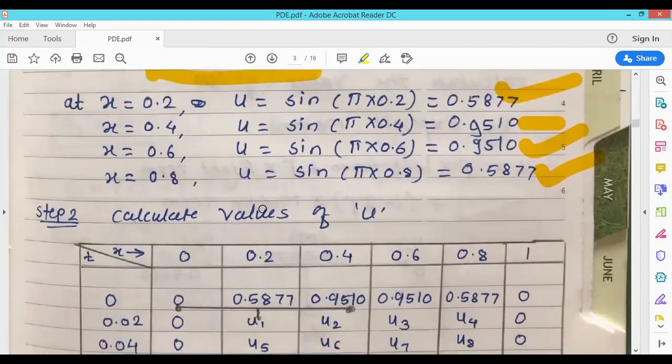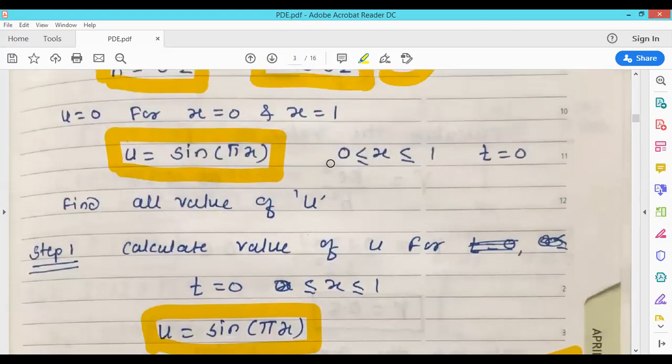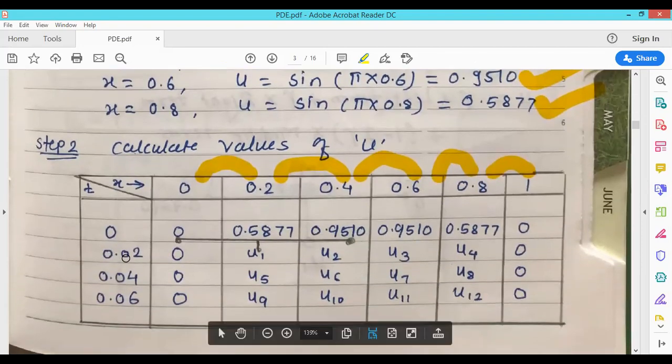So the increment from 0 is 0.2, then 0.2, 0.2, 0.2, up to 1. So there is an increment or step size which is 0.2. In that case, for t, k is the increment, which is equal to 0.02, starting from 0 up to 0.06. So from 0, 0.02, we add the k value in each step, and these are the values of t.